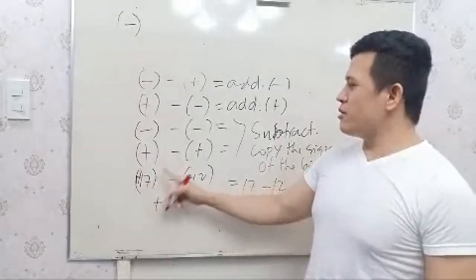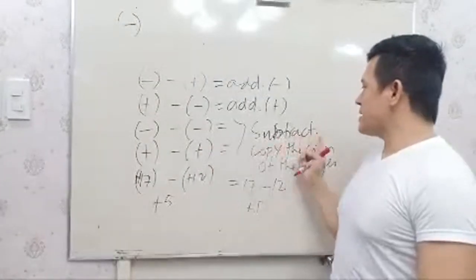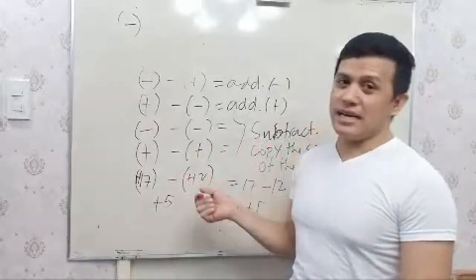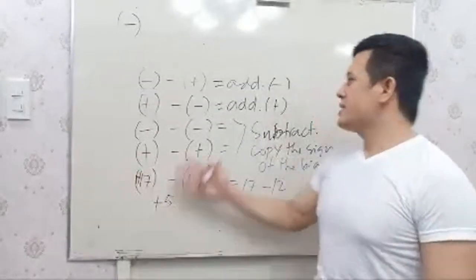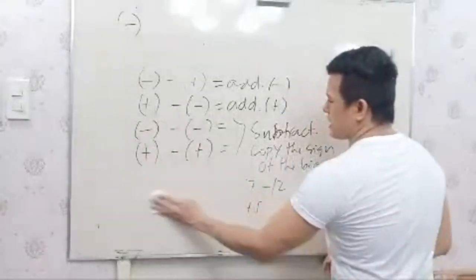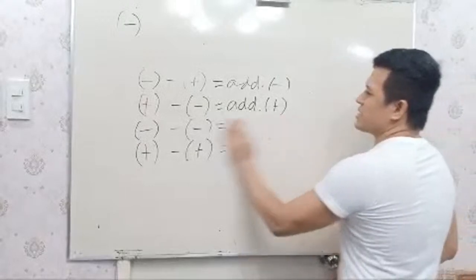Okay? So as I told you, pag ganitong dalawa, subtract nyo lang and copy the sign of the bigger number. Hanapin nyo yung saan yung mas malaki na number. Yun yung sign niya. Okay? So ito yung summary ng signed numbers, operation ng signed numbers. I hope you get it. Now, punta tayo sa factoring naman.